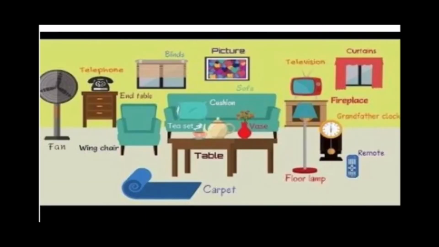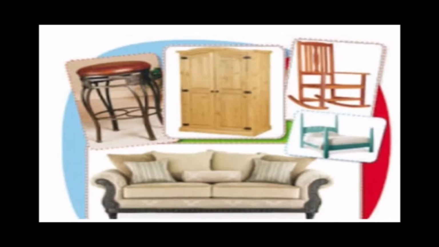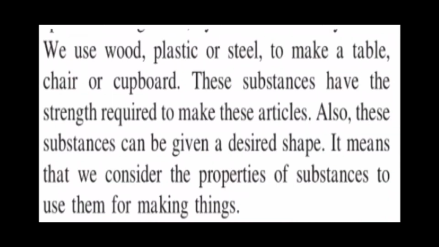Look at the picture. The various things what we find in our house are all made up of substances. We use wood, plastic or steel to make a table, chair or cupboard. These substances have the strength required to make these articles. Also, these substances can be given a desired shape. It means that we consider the properties of substances to use them for making things.